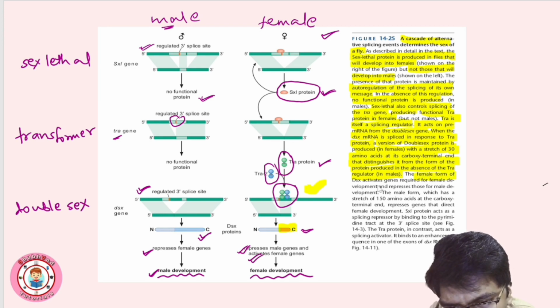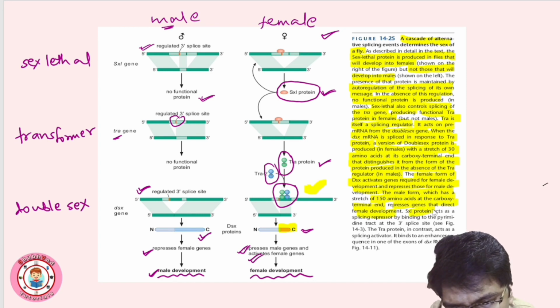So the female form of double sex activates genes required for female development and represses those for male development. The male form, which has 150 amino acids at the carboxy terminal end, we know represses genes for female development.